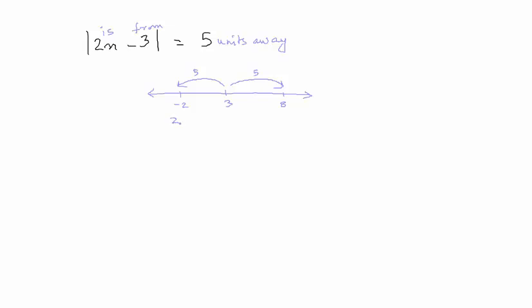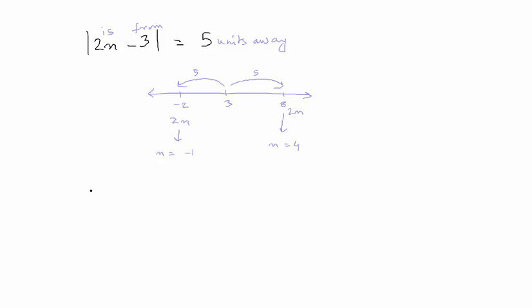So you have 2n is equal to negative 2. You divide both sides with 2. You get n is equal to negative 1. Or on the other side, this is also 2n, remember. So 2n this time is equal to 8. You divide both sides with 2. You get n is equal to 4. That's how you could use the number line to solve absolute value equations, which in my opinion is often less complicated than the algebraic method.